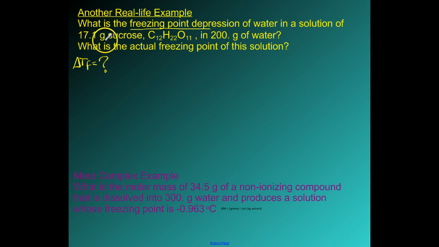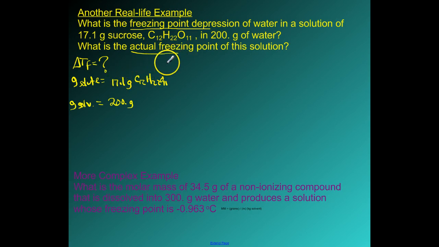17.1 grams of sucrose. That is going to be my grams of solute, because that's what's getting dissolved. 17.1 grams of the C12H22O11 in 200 grams of water. So my grams of solvent is 200 grams. What's the actual freezing point of the solution? And I know that my equation that I want to use is delta T_f equals Kf, the freezing constant of water, times m, which is the molality, times i.